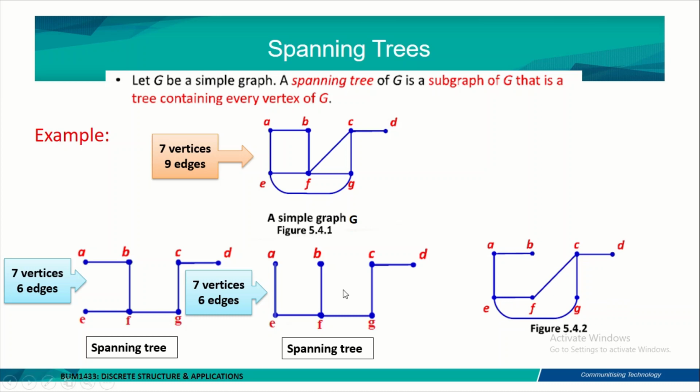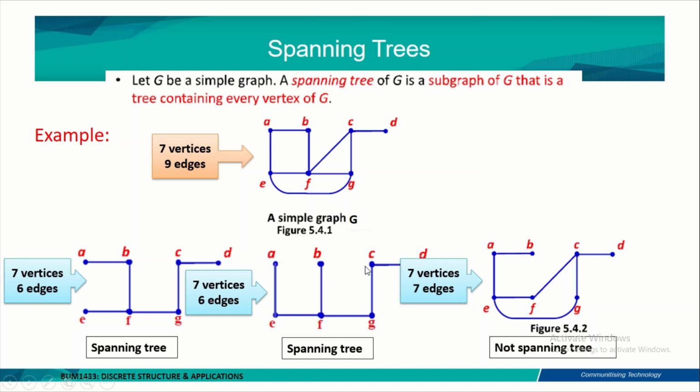We have here figure 5.4.2. So we see it contains all the 7 vertices that are in the simple graph G. So this is a subgraph of the simple graph G in figure 5.4.1. So we see that it contains 7 edges and 7 vertices. So this does not follow the theorem of a tree. So this is not a spanning tree.